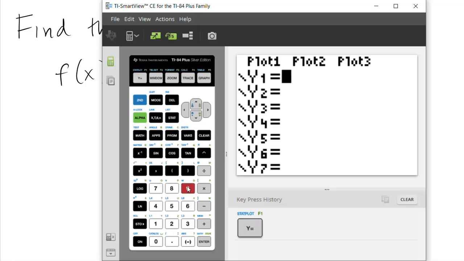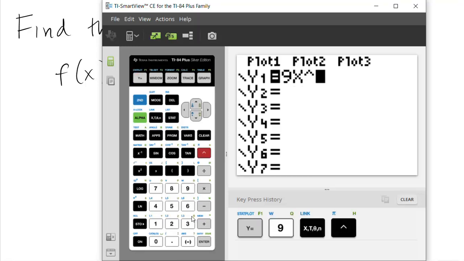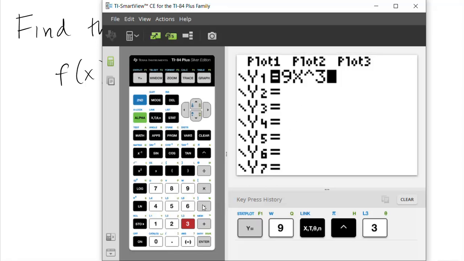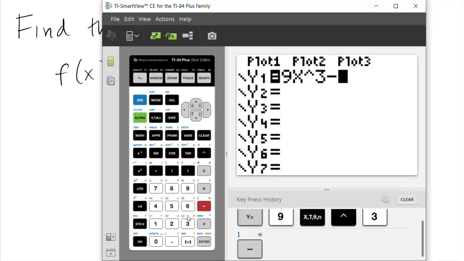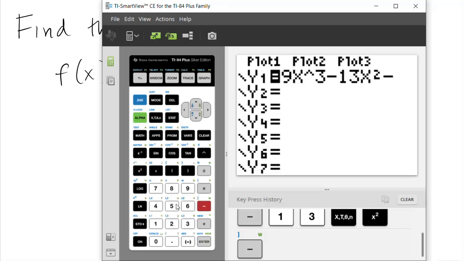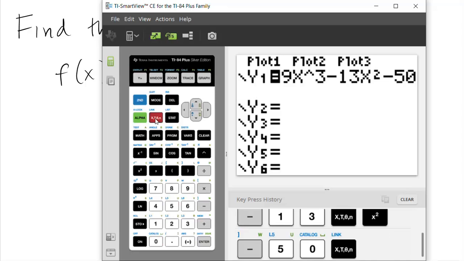So 9x, caret for an exponent, cubed. If you have a newer operating system, you might actually get a superscript. You just type a 3 into it and then hit the right arrow. Minus 13x squared, there's a squaring key down the left side, minus 50x plus 24.